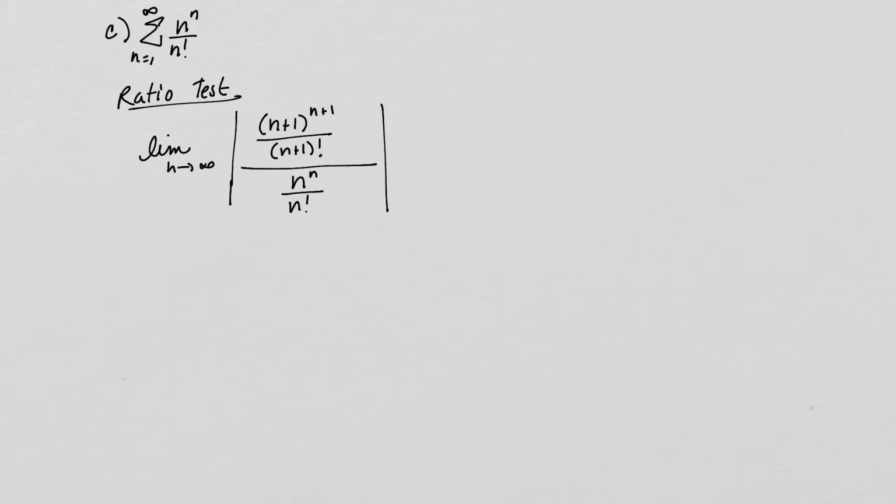Questions? Okay, so again, we're going to do the same thing. All of that stuff is positive, so we're going to do keep, change, flip. So I've got the limit as n approaches infinity of n plus 1 to the n plus 1 over n plus 1 factorial times n factorial divided by n to the n.